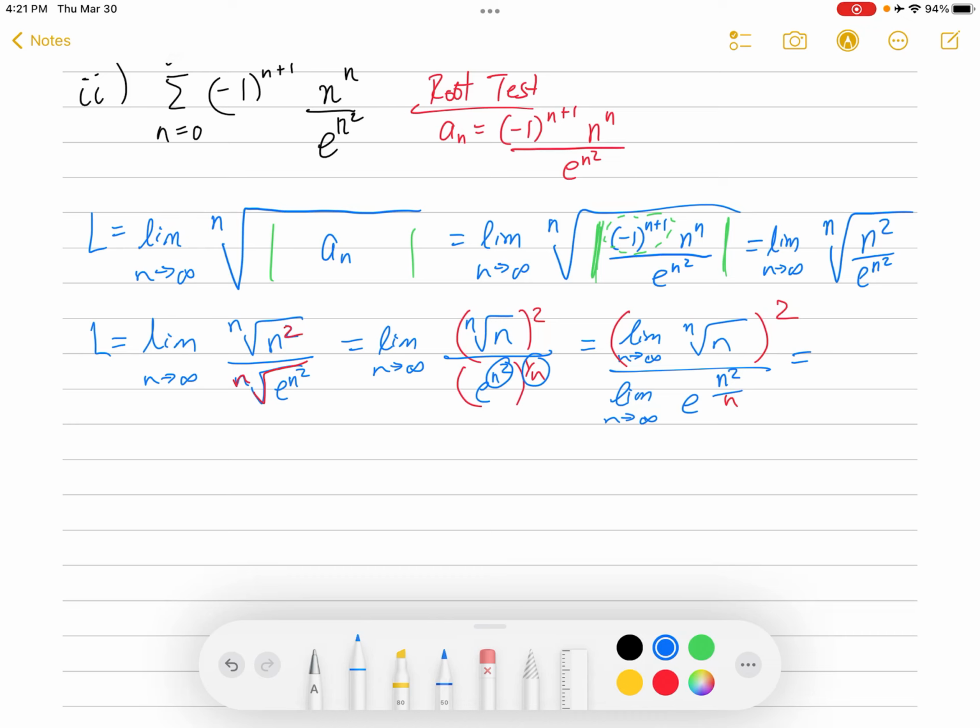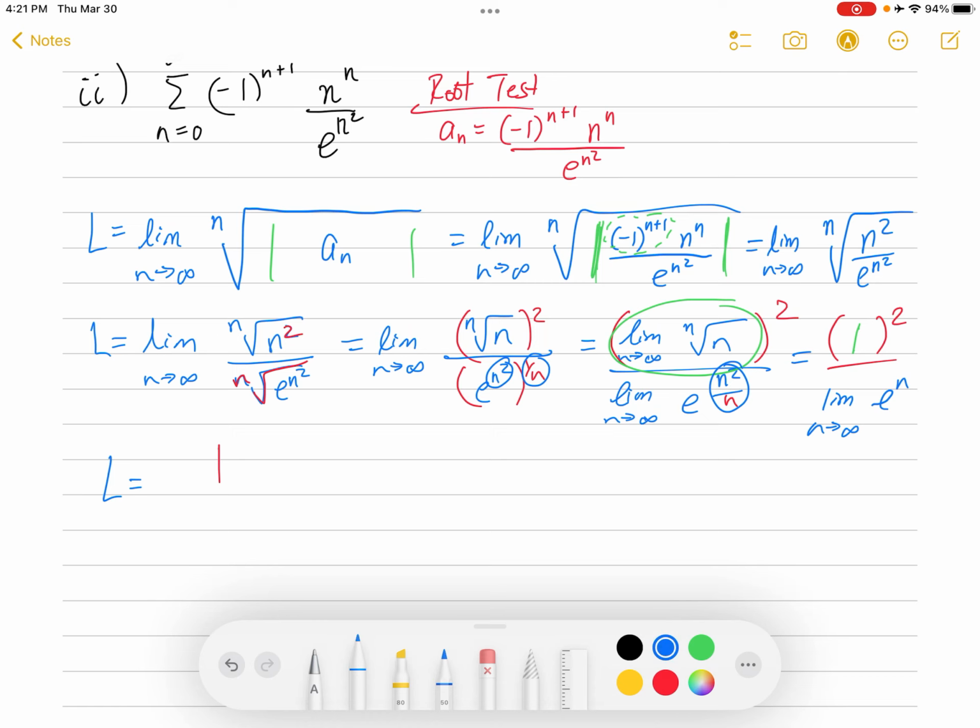So on top, the limit as n goes to infinity of the nth root of n, this thing I'm circling in green, that's going to be 1. So that's a special limit, 1. You need to know that. 1 squared. On bottom, I have the limit as n goes to infinity of e to the, well, if you do n squared over n, that's going to be n.